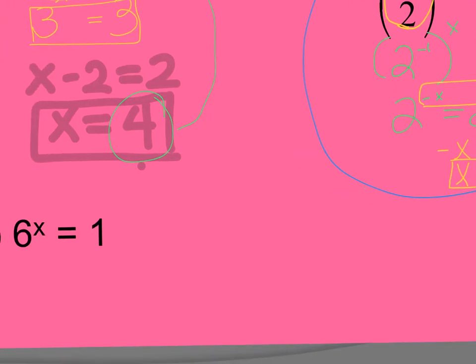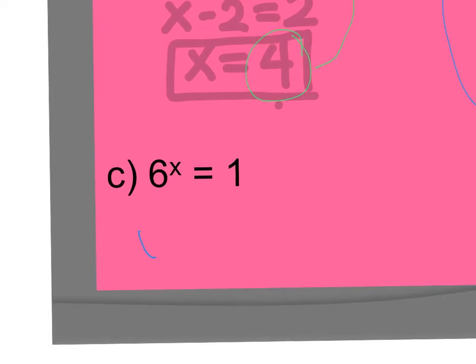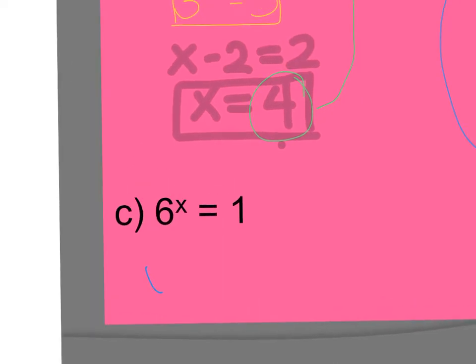The last one, like I said before, is straight memorization. What do I raise 6 to make it 1? 0. There's no other way to do it. Well, there is, but it's worse. So just go with this one. X equals 0.